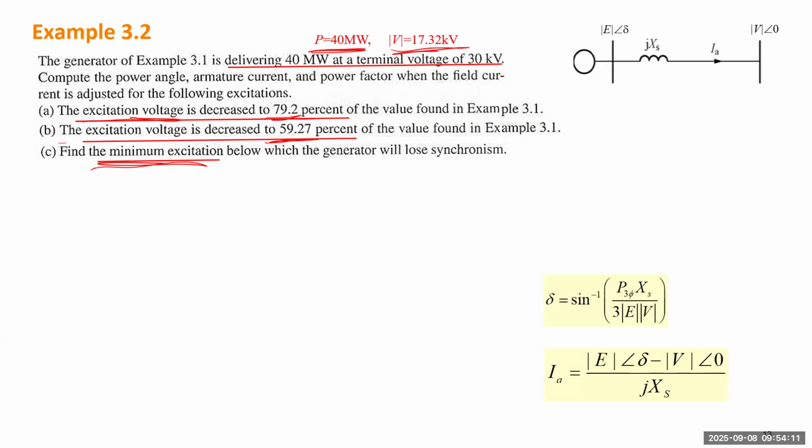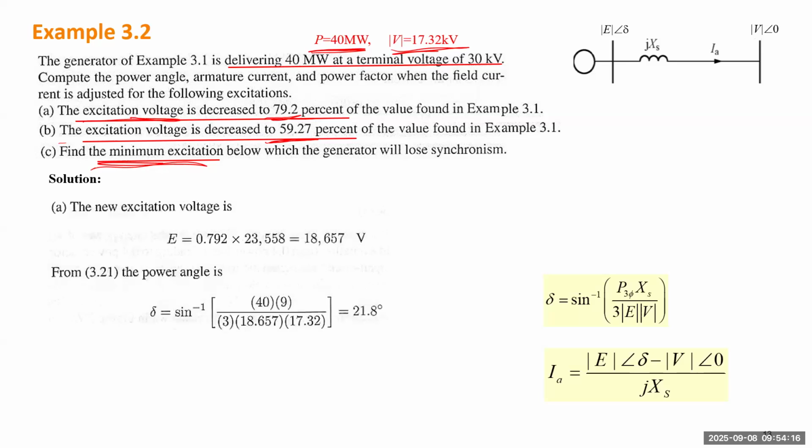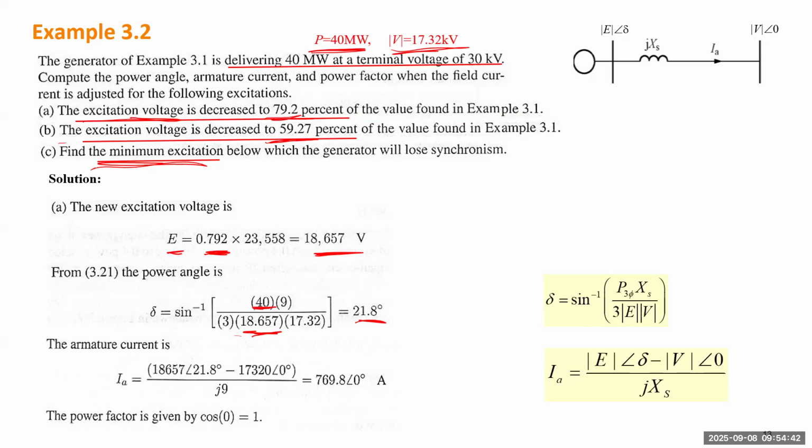Okay, we can still use the two formulas to calculate the angle and the current. First, the E will reduce to 79% of the value from example 1. So now you see that the E is only around 19 kV, and the angle can be recalculated using the new power and the new voltage. So the power angle is 21.8 degrees, and the current can be calculated at this value.